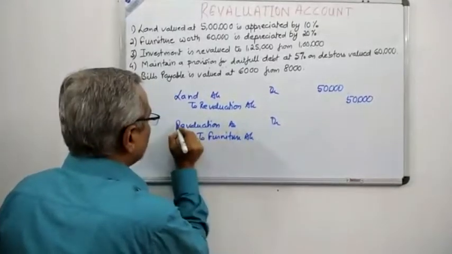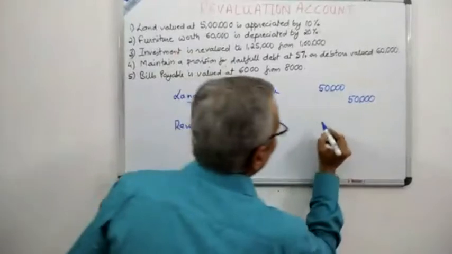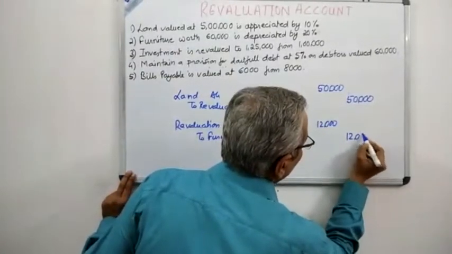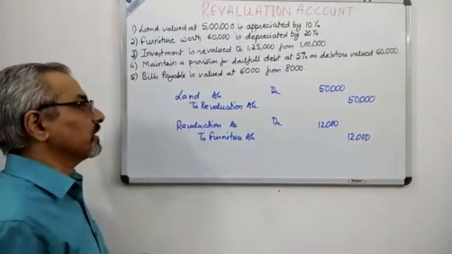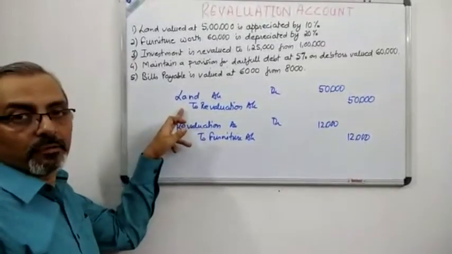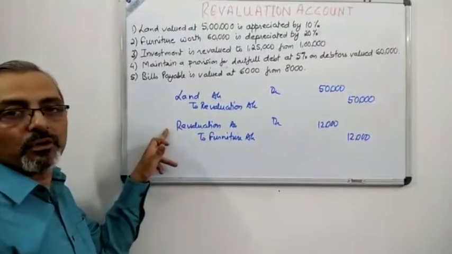and the amount, please see very carefully over here, 20% of 60,000 will be 12,000. So this is something which has to be understood very carefully. We have taken the first case in which the value of asset has gone up and therefore revaluation account has been credited. And in the second case, the value of asset has gone down, therefore revaluation account has been debited.